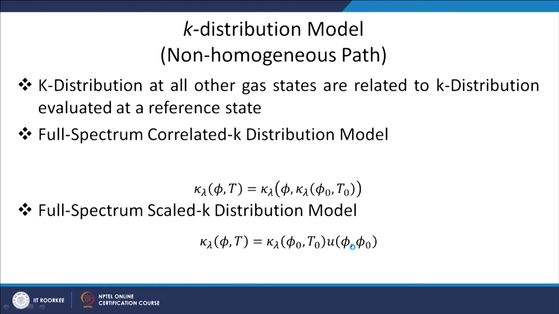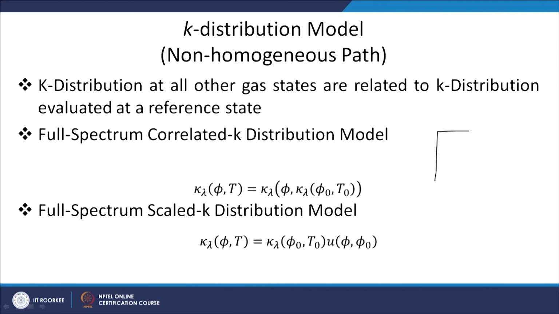Now how do we apply this to a non-homogeneous path? So far we have understood the K distribution for a homogeneous path, where we have only one gas layer. Now we may have more than one gas layer. So let us say this is one gas layer, we may have another gas layer, and there may be many more. So how do we apply this method?